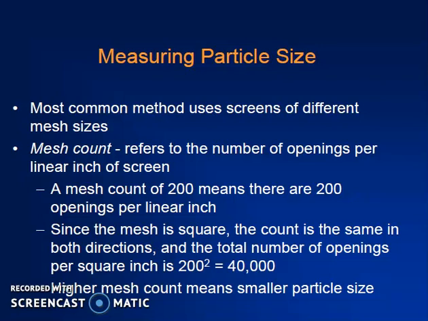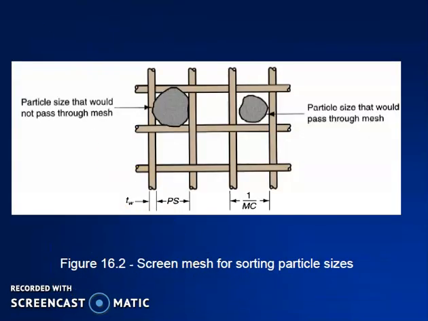A mesh count of 200 means there are 200 openings per linear inch. Since the mesh is square, the count is the same in both directions, and the total number of openings per square inch is 200 raised to 2, that is 40,000. Higher the mesh count means smaller the particle size. So this is the fundamental thumb rule of any powder particle size.